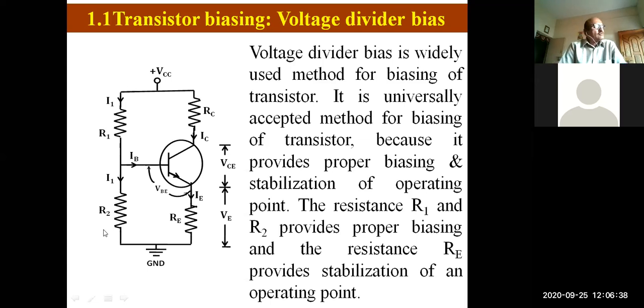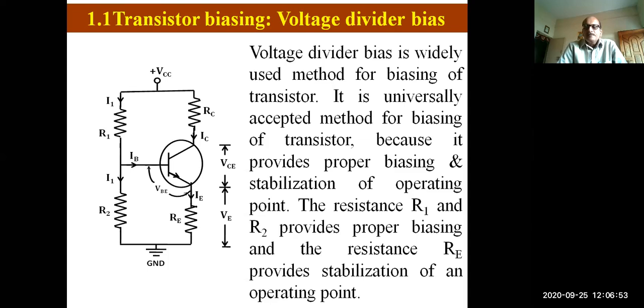You know what the voltage divider law is: R2 divided by R1 plus R2 into VCC. The resistance across which we want the voltage, divided by the total resistance, multiplied by the voltage. This is the voltage divider law. Here, VB is equal to, applying Kirchhoff's voltage law, VB is equal to this voltage plus this voltage.